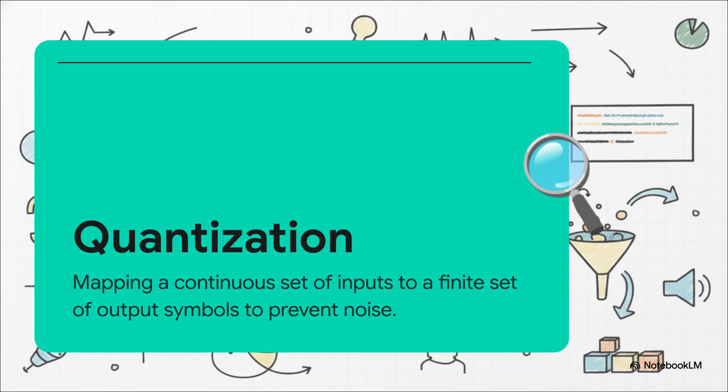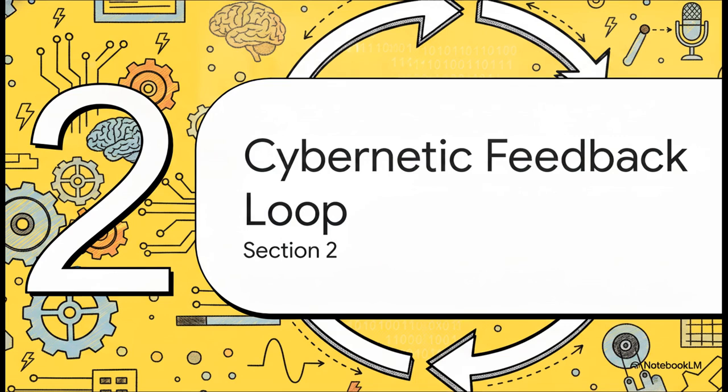Think about Helen Keller at the water pump. She experienced a continuous, chaotic analog rush of water over her hand, literally infinite variables of temperature and pressure. But her cognitive architecture quantized that infinite variance into 5 discrete tactile symbols spelled into her palm, W-A-T-E-R. Discretizing that chaotic analog sensory stream into stable symbolic categories is exactly what allows us to process meaning without signal corruption. All right, moving on to part 2, the cybernetic feedback loop.